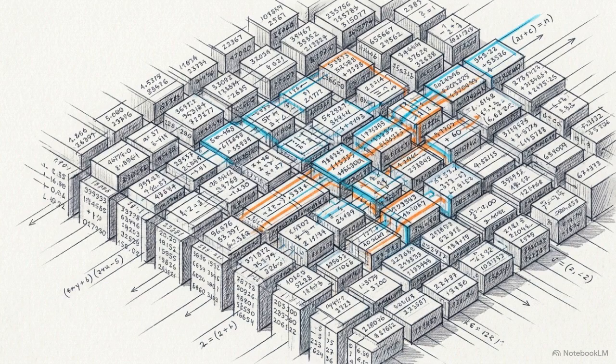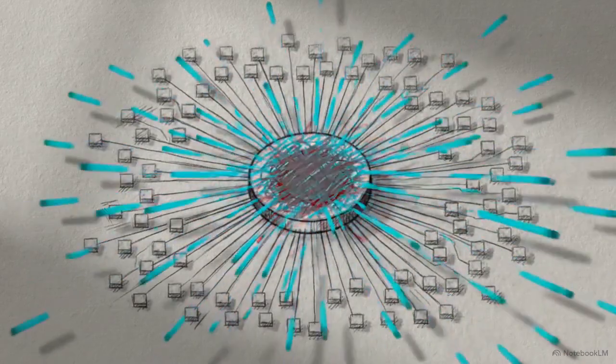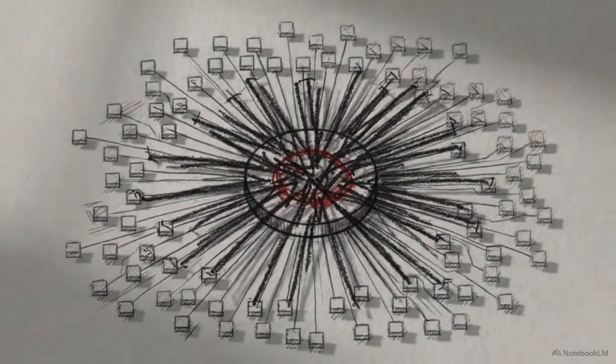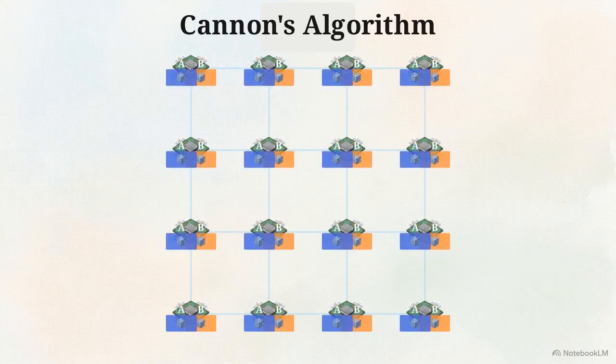To see how engineers overcome these constraints, we look to the ultimate benchmark of parallel efficiency, dense matrix multiplication. If a system computes a massive matrix multiplication by constantly broadcasting the dataset from a central node, it triggers a severe communication bottleneck. Cannon's algorithm solves this by mapping math to the hardware's two-dimensional mesh topology. Two large matrices are divided and distributed across nodes.